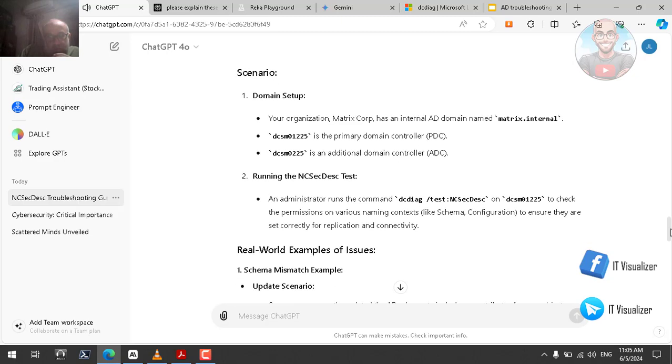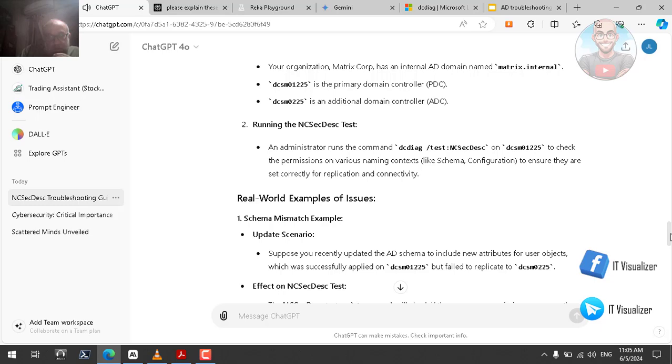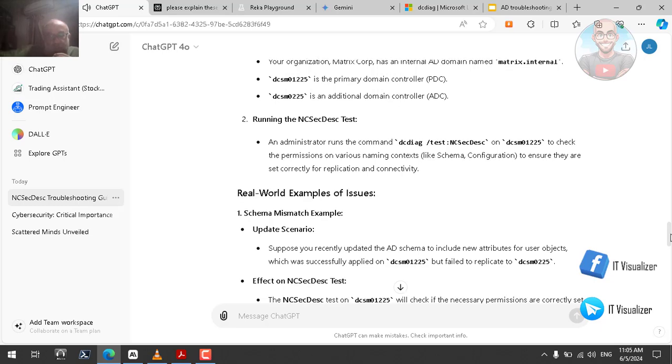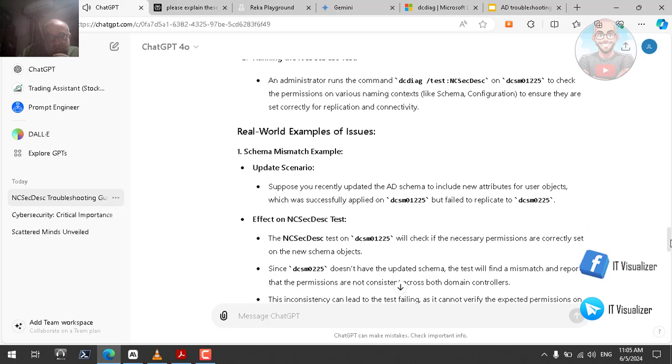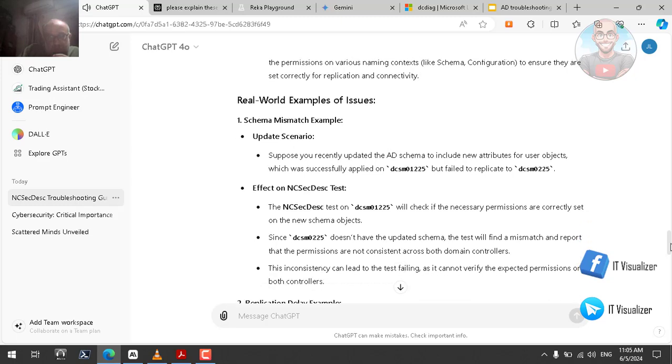2. Running the NC-SecDesc test. An administrator runs the command DCDIAG /test:NC-SecDesc on DCSM0125 to check the permissions on various naming contexts, like schema and configuration, to ensure they are set correctly for replication and connectivity. Real-world examples of issues. 1. Schema mismatch. Example. Update scenario. Suppose you recently updated the AD schema to include new attributes for user objects, which was successfully applied on DCSM0125, but failed to replicate to DCSM0225.